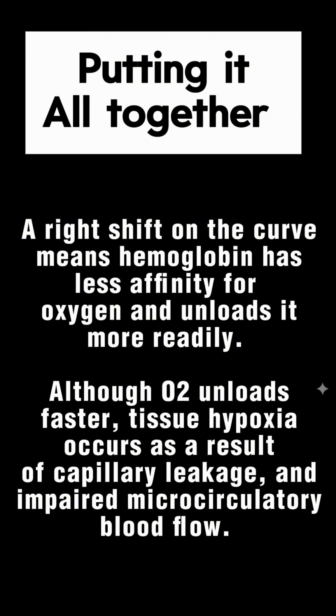A right shift on the oxyhemoglobin dissociation curve means that hemoglobin has less affinity for oxygen and unloads it more readily. It just wants to get rid of it. Although it unloads faster, tissue hypoxia still occurs as a result of capillary leakage and impaired microcirculatory blood flow. You can see this in a previous episode that I did covering microcirculation.